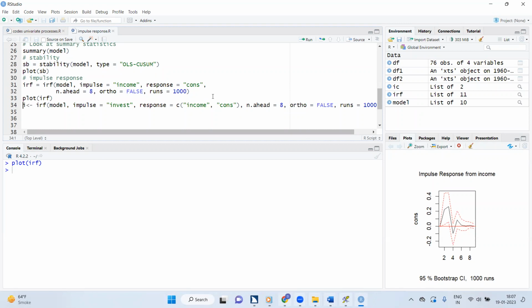Okay, now accepting any queries regarding VAR? I've given further codes for orthogonal impulse responses. Then let's move on to the next thing. Should we move on to co-integration? Yes, sir. We will do it.